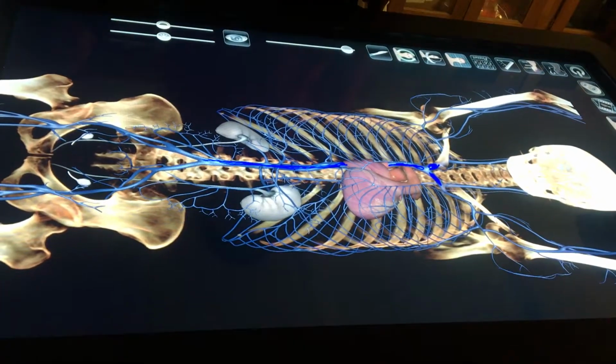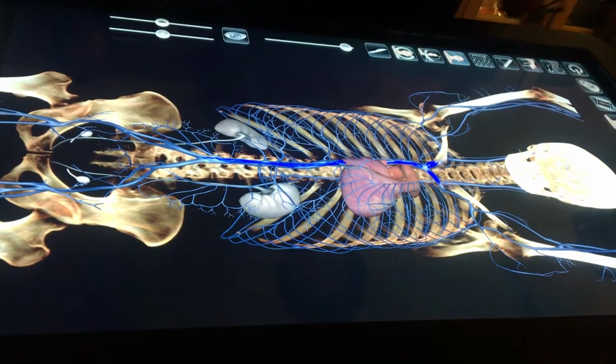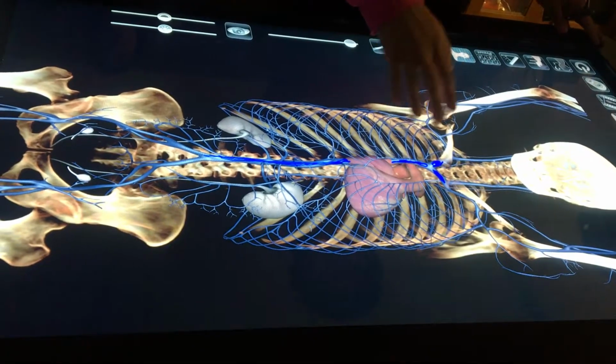I'm probably going to have to erase it so we can see. Oh, that's okay. All right, so let's come back up here.